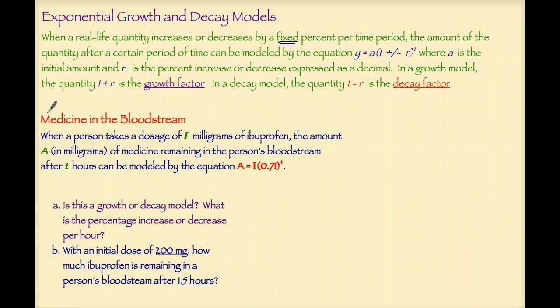Medicine in the bloodstream. When a person takes a dosage of I milligrams of ibuprofen, the amount A in milligrams of medicine remaining in the person's bloodstream after T hours can be modeled by this equation. A equals I times 0.71 to the T power.